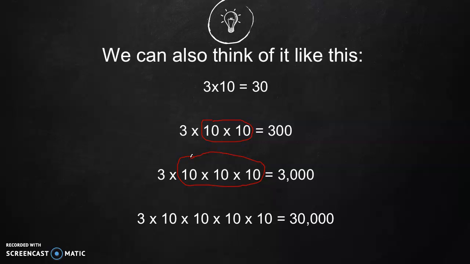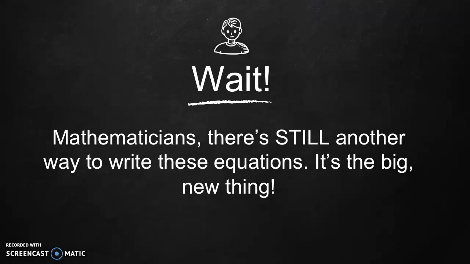I did this one more time on the last equation I've written. Instead of doing 10,000, I broke my 10,000 into tens. I did 10 times 10, which is like 100, with Mrs. Dawes' amazing tech handwriting. Look at that. Times, oh, I can do it. Times 100. 100 times 100, 10,000. Times 3, same answer as before, 30,000. But wait, mathematicians, there's still another way to write these equations. And that is today's new big thing.